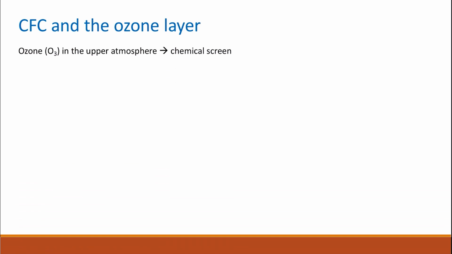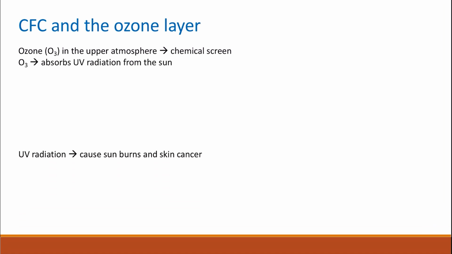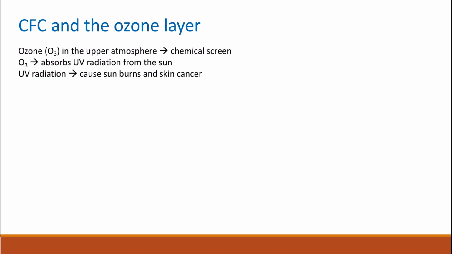So ozone is present naturally in the upper atmosphere, and it acts as a chemical screen. The ozone layer absorbs the UV radiation from the sun and prevents too much of the UV radiation from reaching the earth. The problem with the UV radiation is that it can cause sunburns and skin cancer.